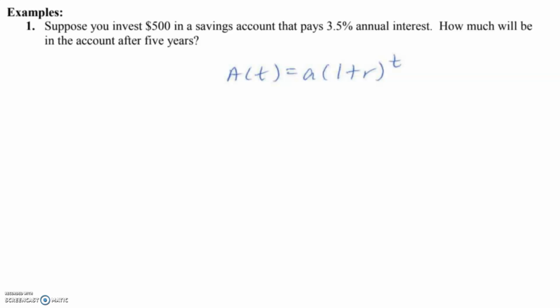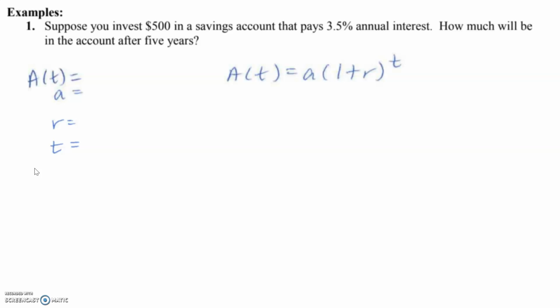Okay. Next example. As we look at this example here, we're going to suppose that we invest $500 in a savings account and it pays 3.5% annual interest. How much will it earn after 5 years? So it's really about picking everything out of this problem, recognizing what we know and what we don't know.